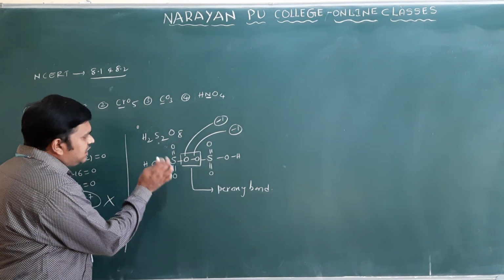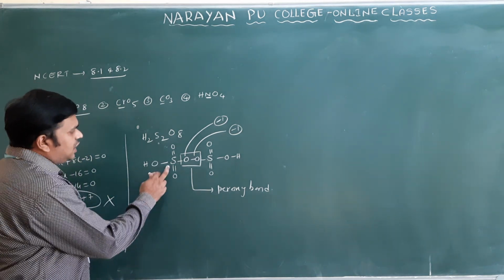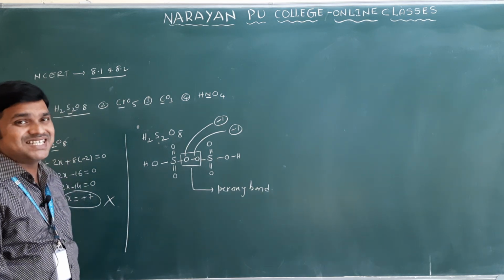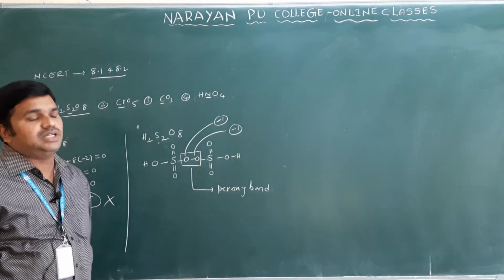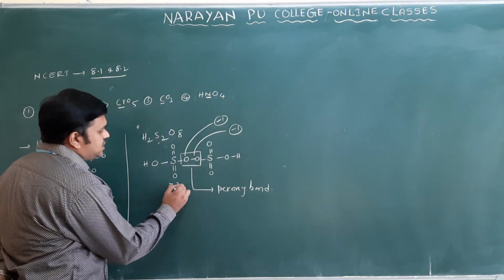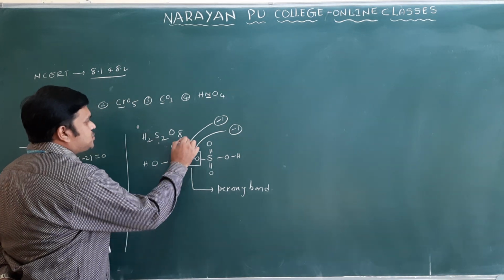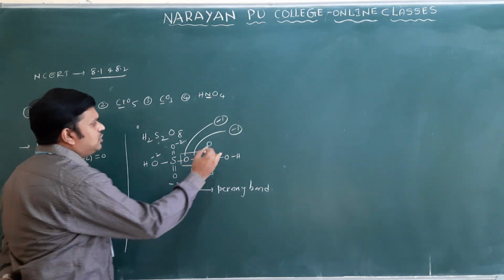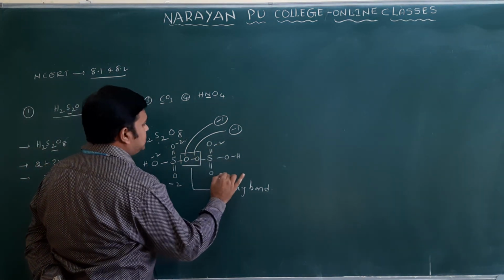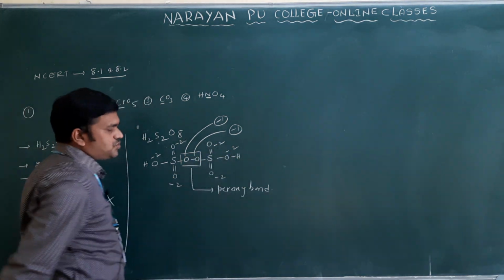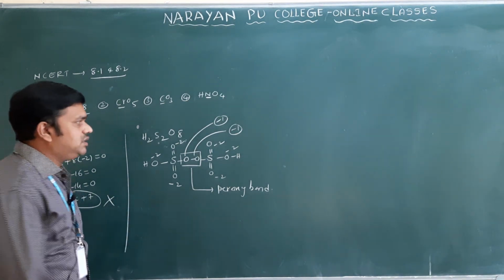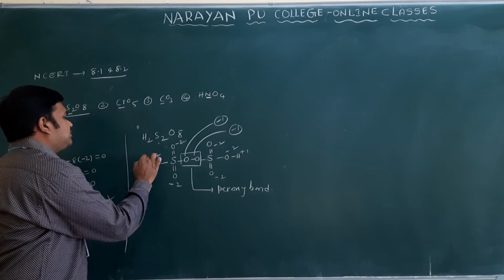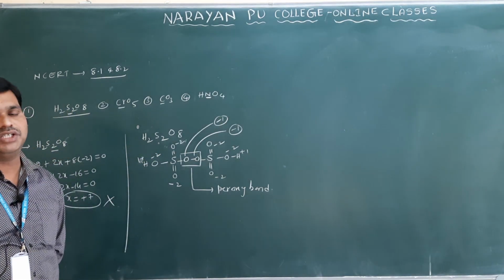If you come to this particular sulfur atom, you can see here 1, 2 and 3 oxygens are there. These are normal oxides, and normal oxide means the oxidation state is -2. This is -2, this is -2, this is -2. Come to this side: what is the oxidation state of hydrogen? This is +1, and this one also +1. These are all the oxidation states.